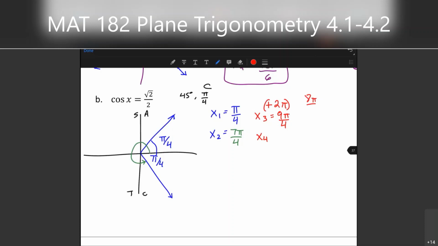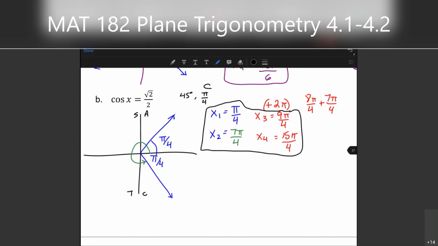Because 8 pi over 4 is the equivalent of the 2 pi, and if we add 7 over 4, that gives us 15 pi over 4 for that solution. So we'll have pi over 4, 7 pi over 4, 9 pi over 4, and 15 pi over 4 for those solutions, going around the unit circle.